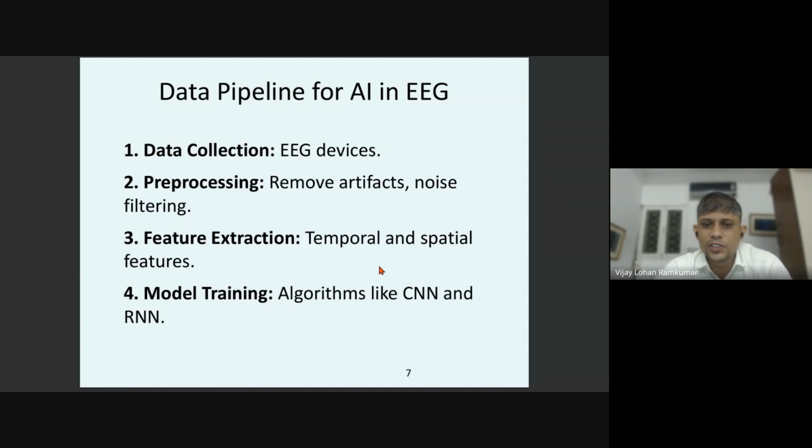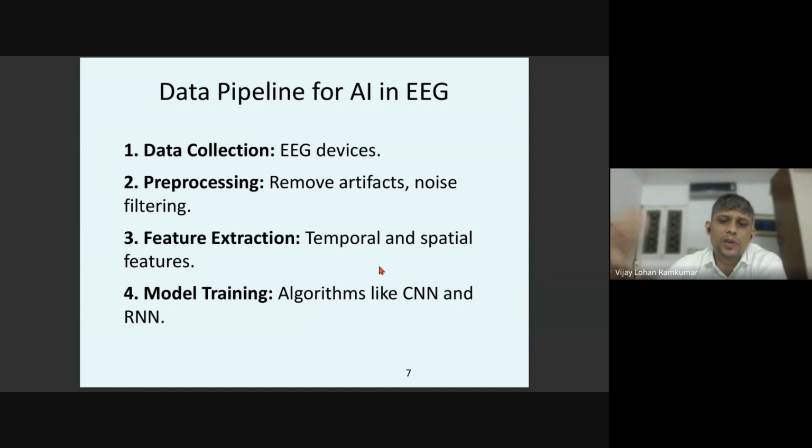Next is feature extraction. Once we have an EEG signal, which is basically amplitude and frequency, we need to separate it into two forms: one is temporal, one is spatial. Temporal forms are the amplitude and frequency side, and spatial forms relate to space. For example, what data we are getting from electrode 1, or what data we are getting from electrode 2.